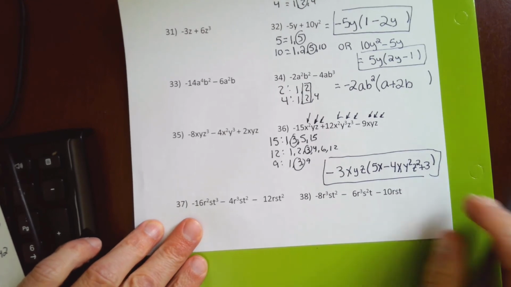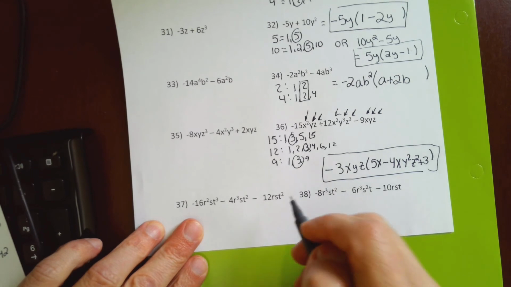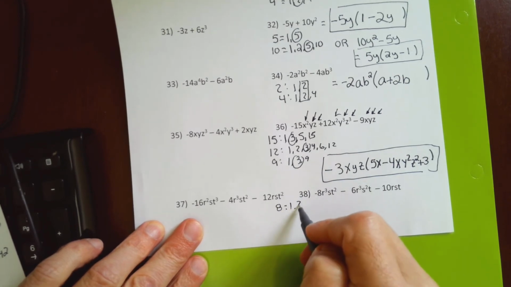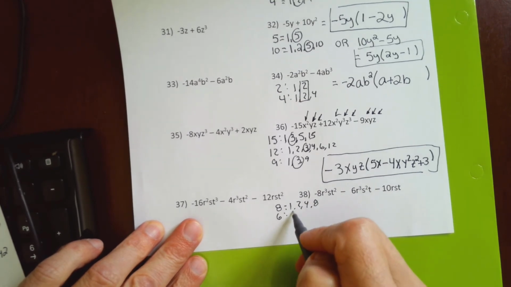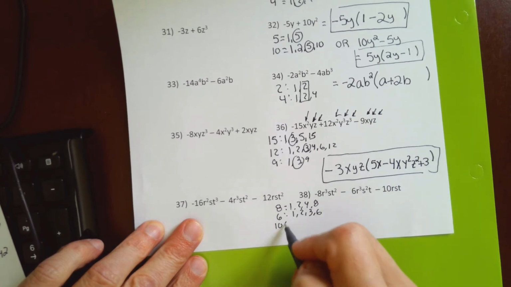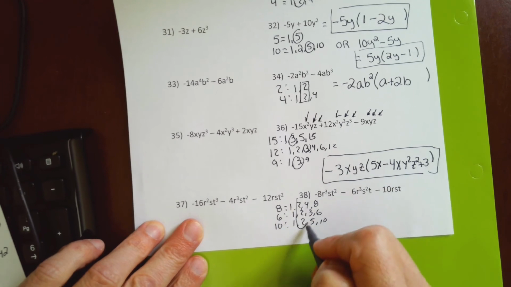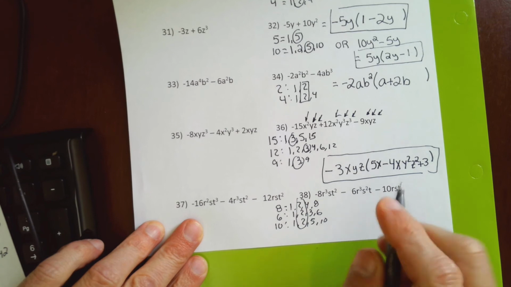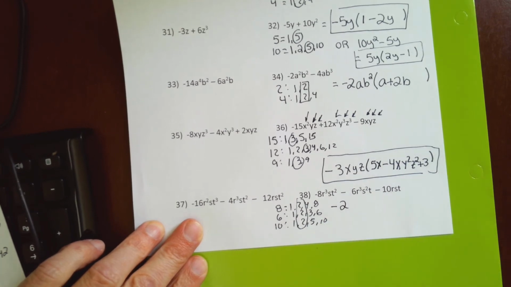Lastly, I'm just going to pick out the common factor. If I look at the 8, the factors of 8 are 1, 2, 4, and 8. The factors of 6 are 1, 2, 3, and 6. The factors of 10 are 1, 2, 5, and 10. So my greatest common factor numerically is going to be a 2. Because the first term is negative, I'll find the opposite of the GCF. So I'll put a negative in front of the GCF.